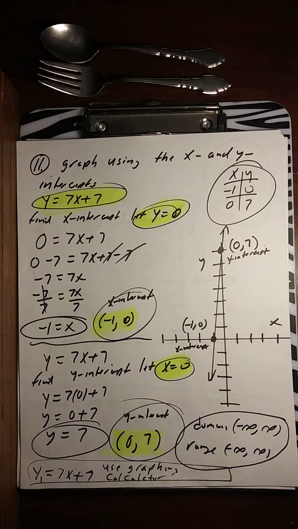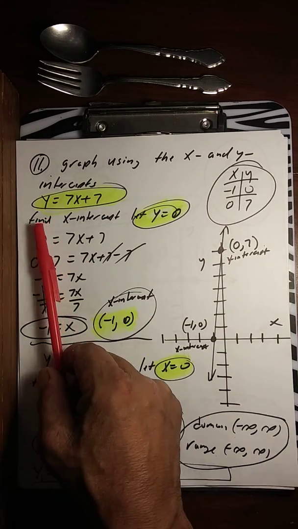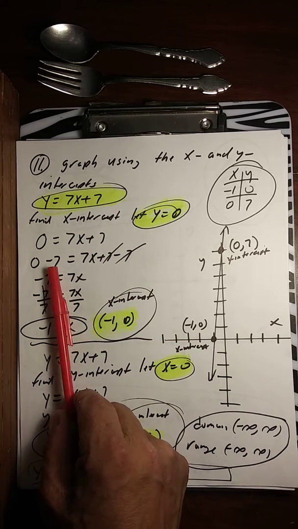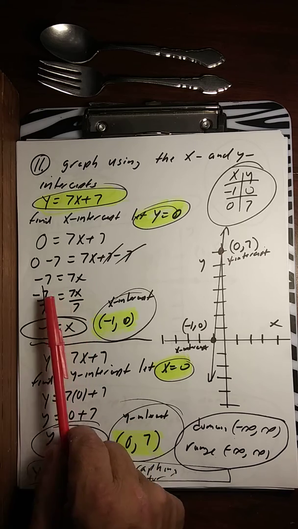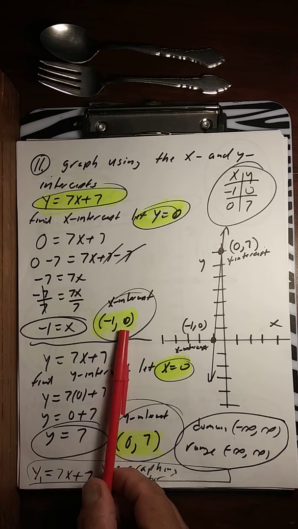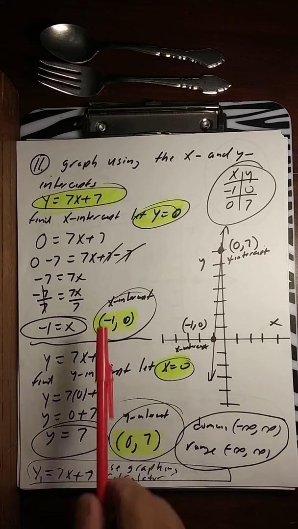Let's graph this using x, y intercepts. Okay. Find the x-intercept, let y equals 0. 0 equals this. -7 minus 7. -7 equals this. Divide by that, divide that. -1 equals x. So -1 comma 0 is x-intercept.